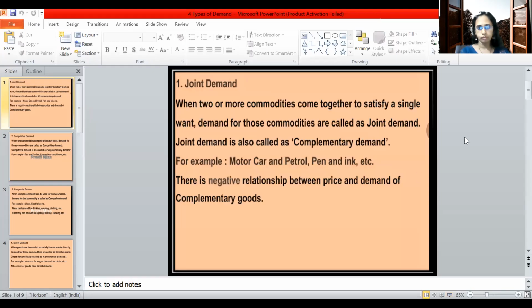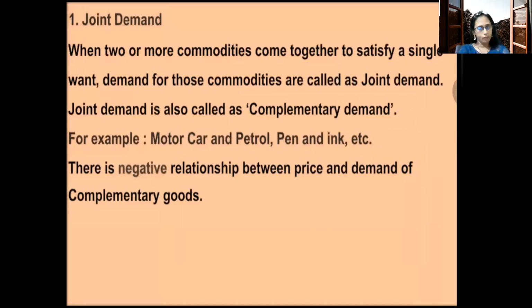In the last lecture, we have studied the determinants of demand. Now we will see the types of demand. See, we have different types of demand. Now we have understood what is demand. Demand is nothing but desire backed by ability and willingness to pay. Now we will see the types of demand. See, the first type is joint demand.